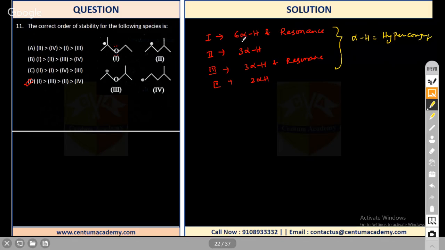So in the first one, we have maximum hyperconjugation. Third one, we have resonance also there, but the number of hyperconjugative structures is lesser than the first one. So first is obviously most stable. Then we have third one. Why third? Because with alpha hydrogen we have resonance also. But between the second and fourth, if you compare, the second one will have more hyperconjugative structures possible. So we have two, and then the last one is fourth. Hence, option D is right. Correct.